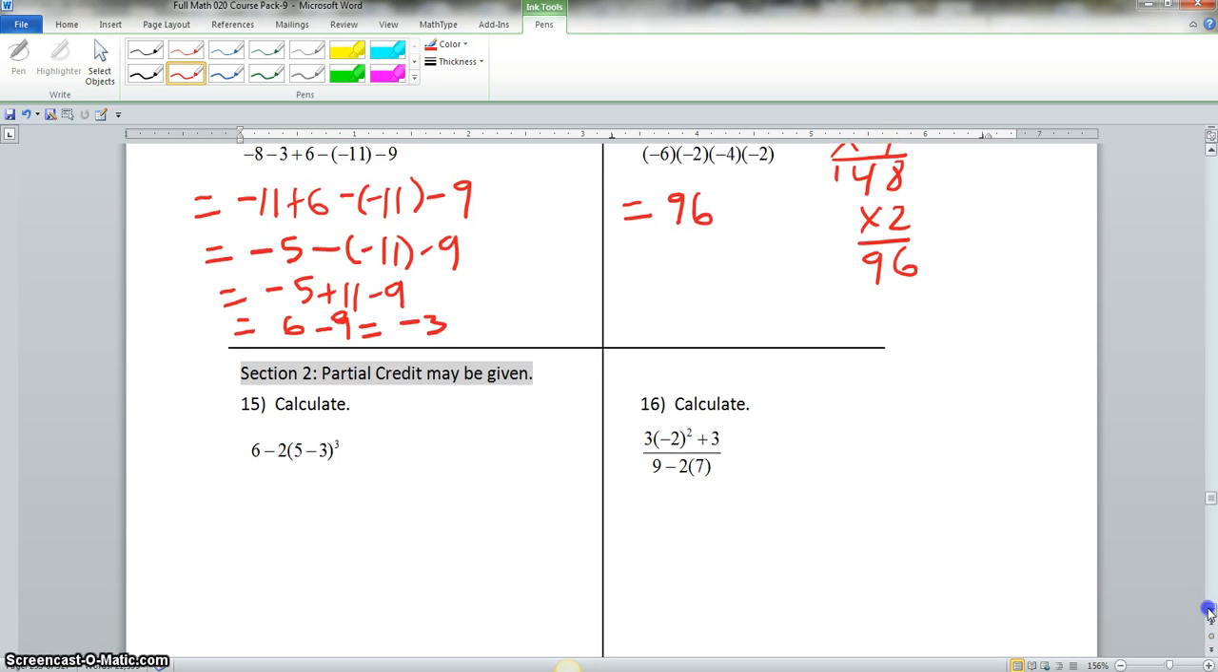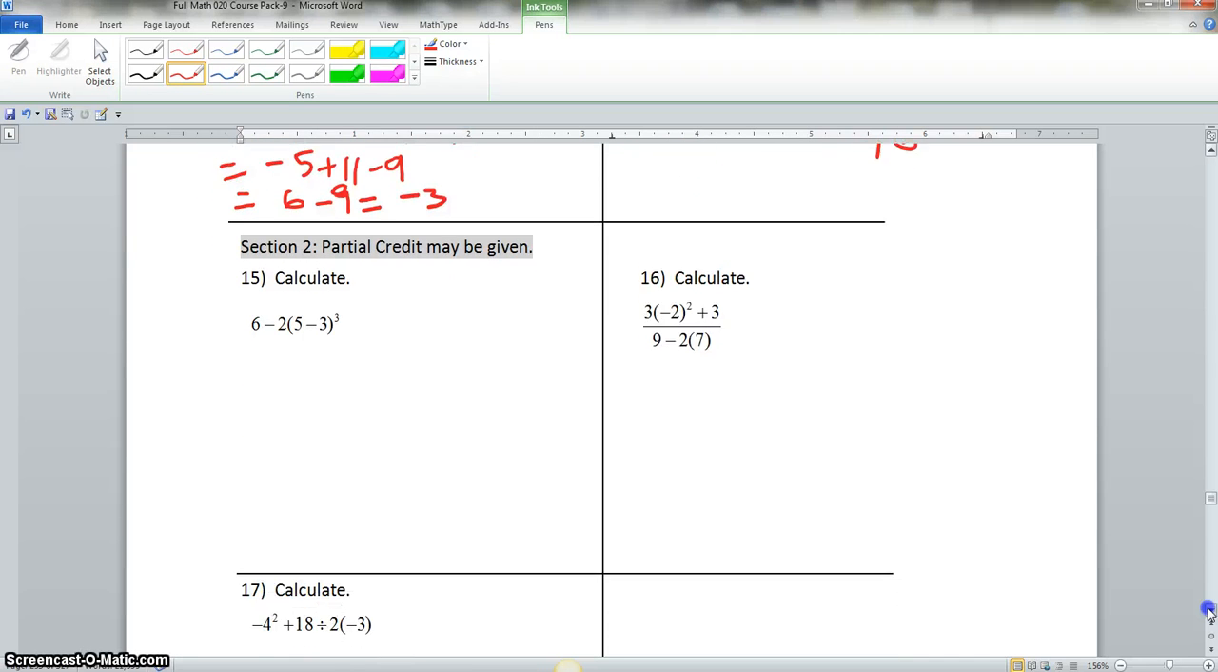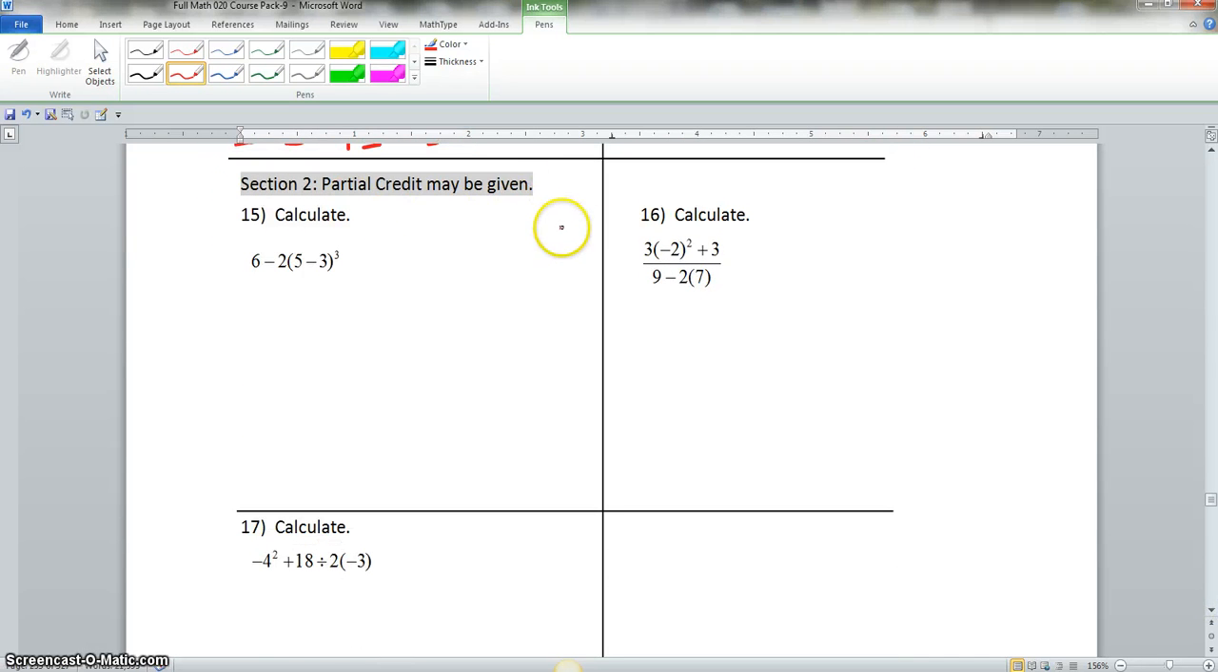Now we scroll down here. Now we come to the partial credit section. The other section that we just did, you would not get partial credit for. It has to be right or wrong. With these type of problems, we will get you partial credit. So it says 15, calculate. We have 6 minus 2, and then parenthesis 5 minus 3, cubed.